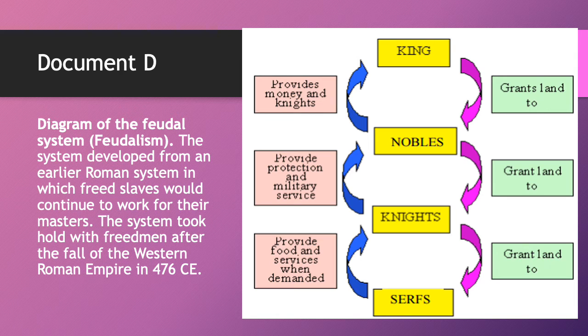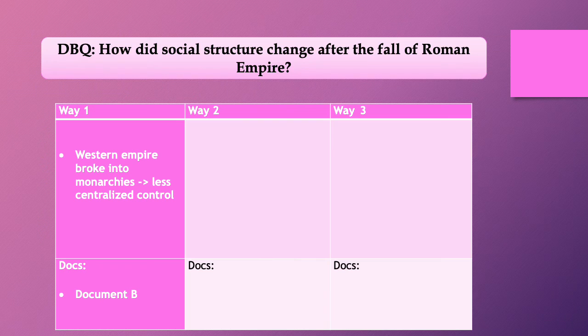Make sure you pay close attention to the direction of the arrows and what is being given to whom. What's being given are on the boxes to the outside, and the column in the middle where it says kings, nobles, knights, and serfs, those are the different groups of people in this new social hierarchy that are participating. So go ahead and pause the video and jot down your central idea.